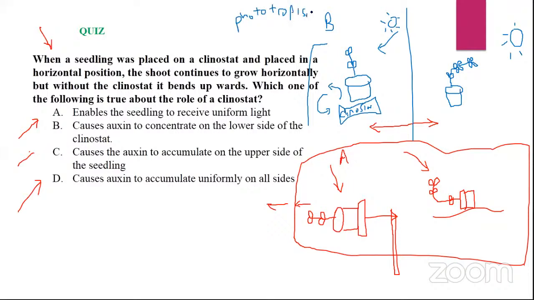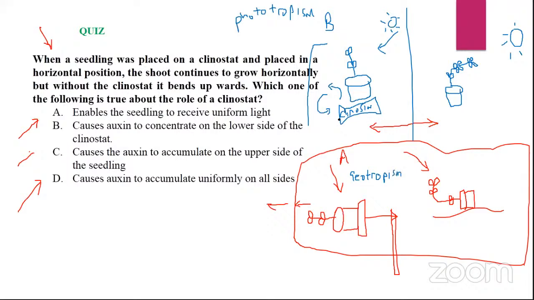Phototropism. And for A, it is representing geotropism. Geotropism. Now, what's the difference?